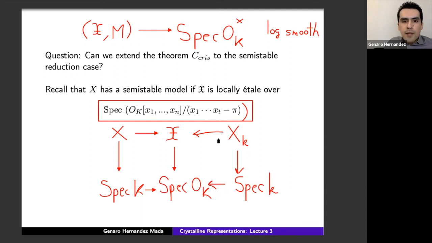So that would be the good reduction problem for the semi-stable case, right? So we have a semi-stable variety over OK, and we wonder whether it has good reduction or not. So, did I say it correctly? So we have a variety with a semi-stable model over OK, and we wonder whether it has good reduction or not.